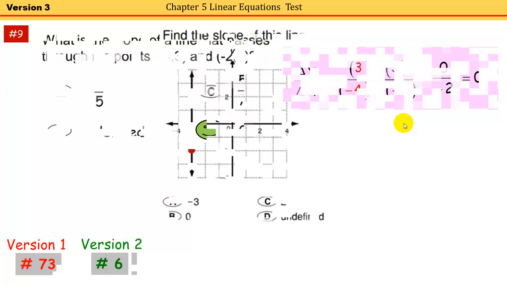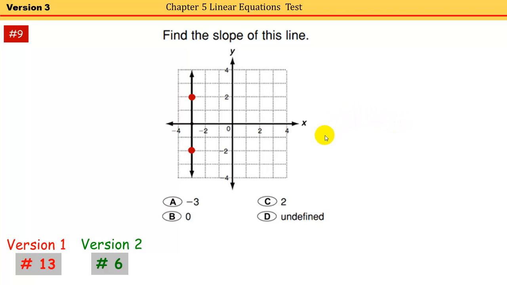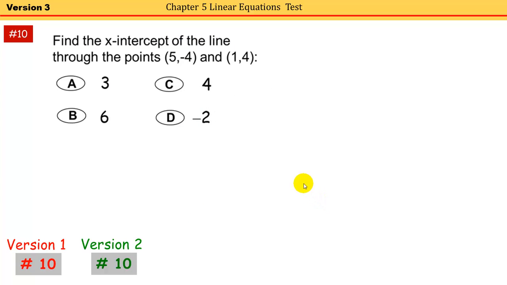Very simple. What's the slope of this line? This just has to be something that you absolutely know. A vertical line is not a function. It does not have a slope, and when asked what the slope is, it is undefined because there is no run in this. That means the denominator would be 0, which division by 0 is undefined in mathematics.